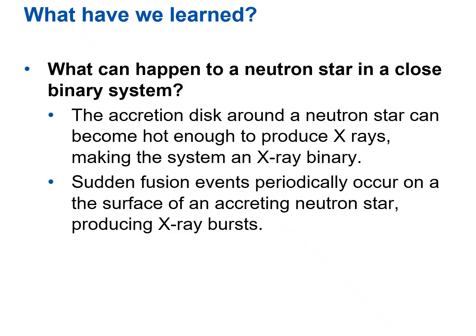What can happen to a neutron star in a close binary system? The accretion disk around a neutron star can become hot enough to produce X-rays, making the system an X-ray binary. Sudden fusion events periodically occur on the surface of an accreting neutron star, producing X-ray bursts.